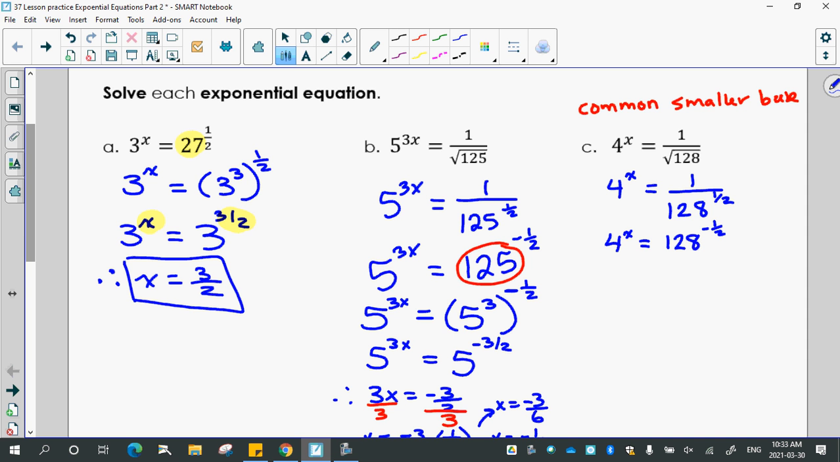And you look at your 4s, 4 cubed is 64, and 4 to the 4th is 256. So I have to have a common smaller base, and that common smaller base is going to be 2. So I'm going to rewrite 4 as 2 squared to the x. And I'm going to rewrite 128 as 2 to the 7th. But that's to the negative 1/2.